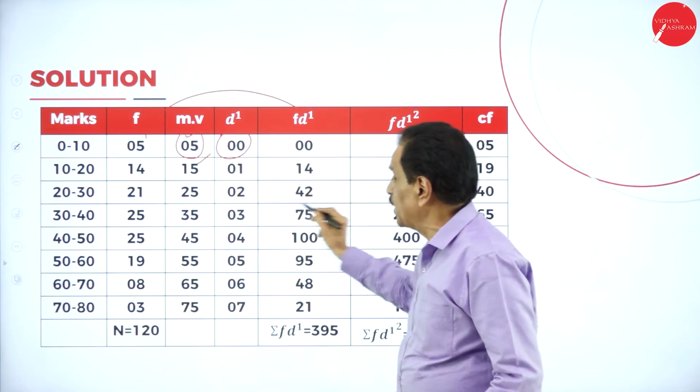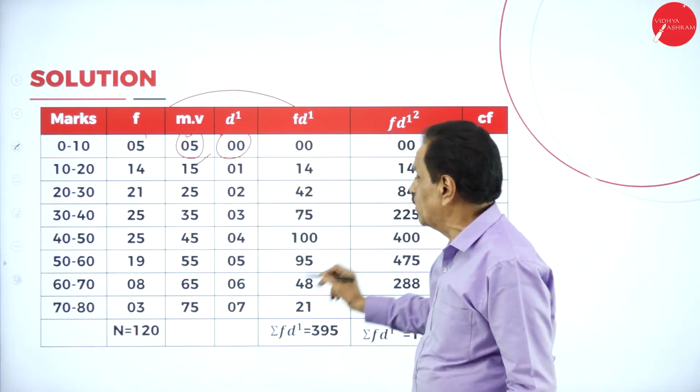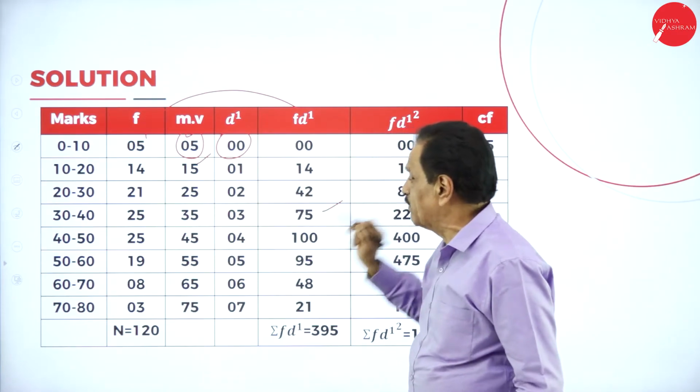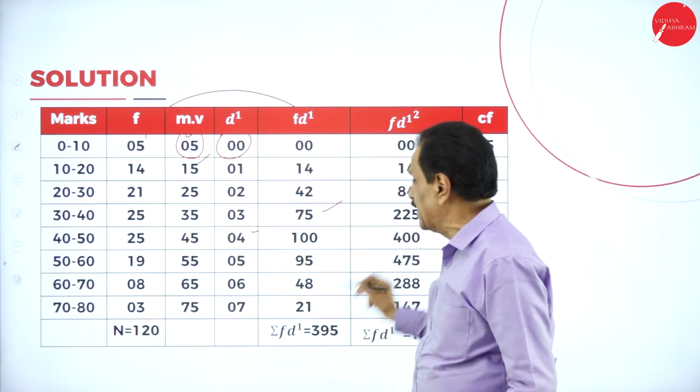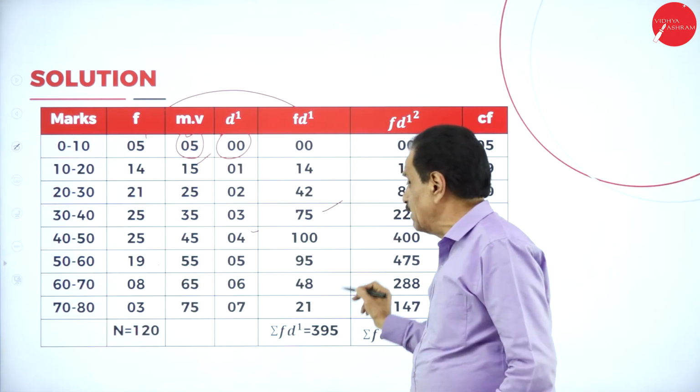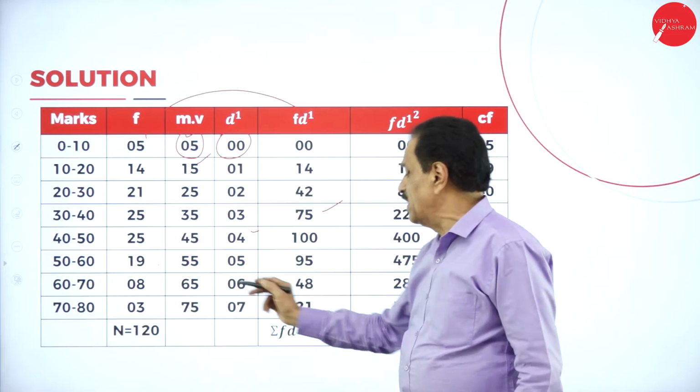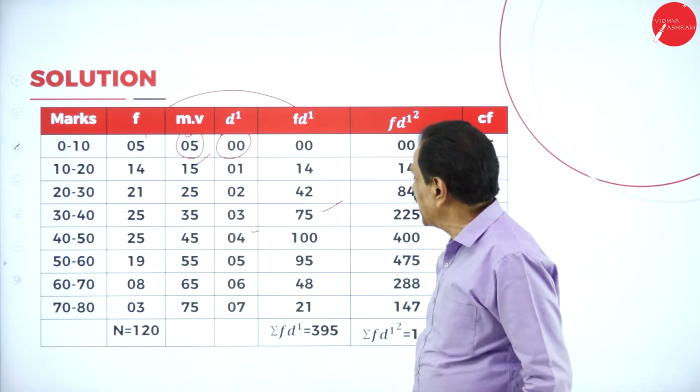14 ones are 14. 21 into 2, 42. 25 threes are 75. 25 fours are 100. 19 fives are 95. 8 sixes are 48. 3 sevens are 21. Add the figures.